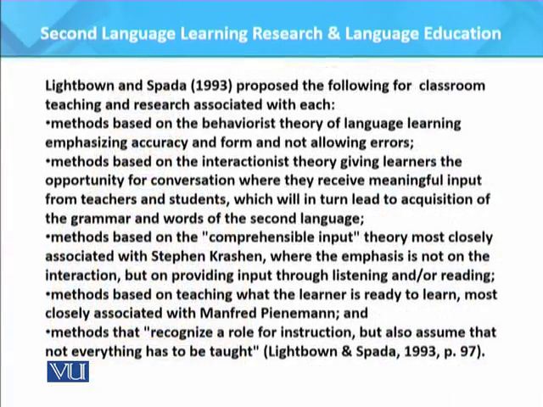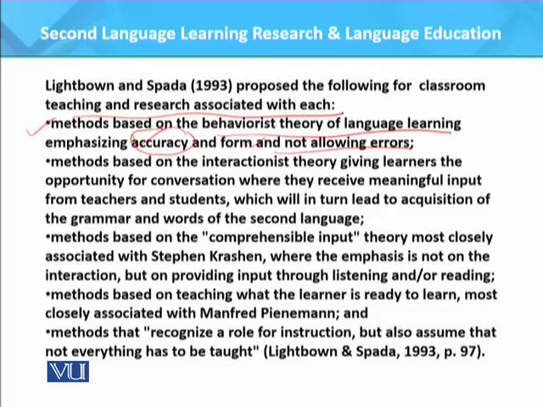Lightbown and Spada propose the following for classroom teaching and research associated with each. Now we are going to look at the different types of research or SLA theories, how they can supplement and support different types of teaching methodologies in the classroom. First, methods based on the behaviorist theory of language learning, emphasizing accuracy and form and not allowing errors. The behaviorist theory, which was more concerned with the stimulus response process, emphasizes accuracy.